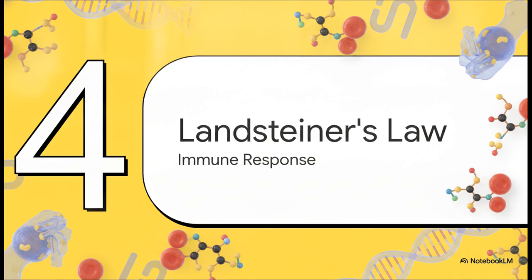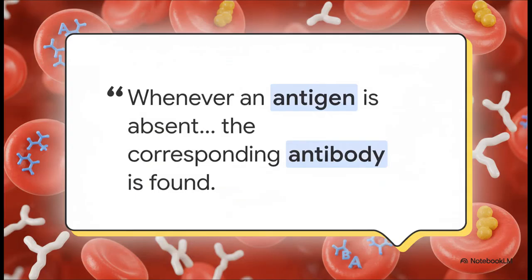Section 4, Landsteiner's law in action. So, zooming back out for a second, how does the immune system actually respond to these beautiful little structures? Well, it all comes down to Landsteiner's law. It states whenever an antigen is not present on the red cells, the corresponding antibody is found in the serum. In simple terms, your body naturally creates defensive antibodies against the 3D antigen shapes it lacks.